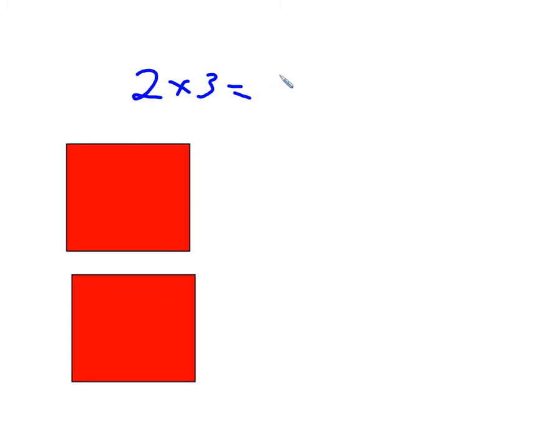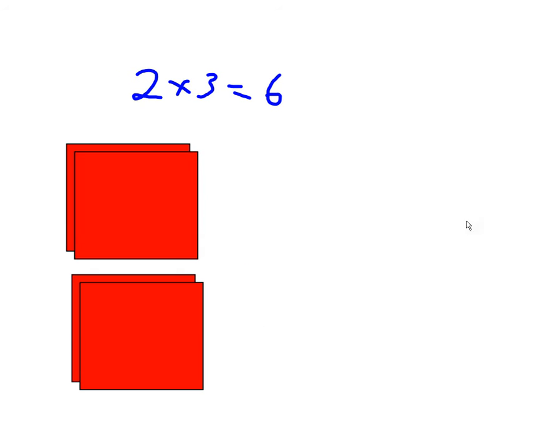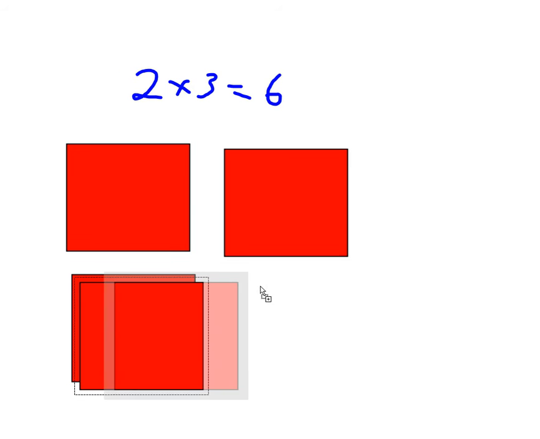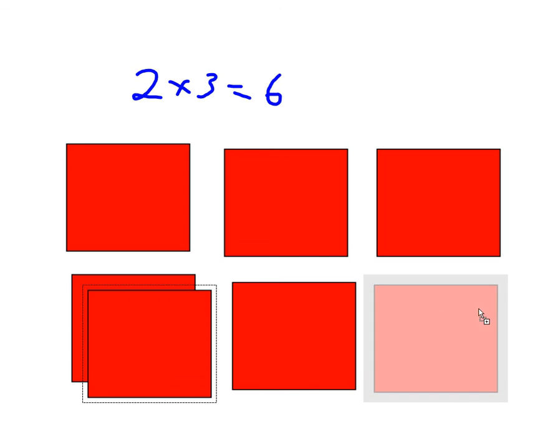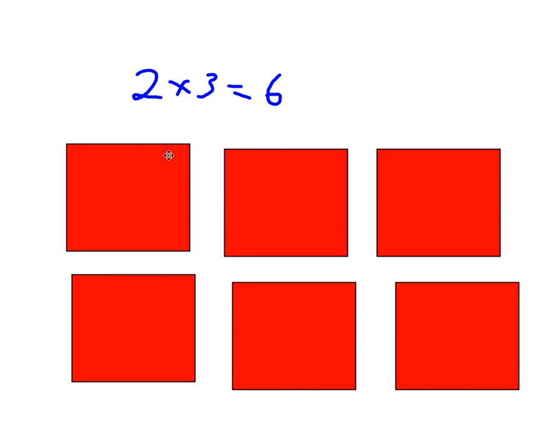We have 2 times 3. Obviously, that's 6. But what does that mean? It means I have 2 whole pieces 3 times. Here they are, 2 times. Here they are 3 times. So now I have 6 whole pieces. 2, 3 times: 1, 2, 3 is 6. So that was review, obviously.